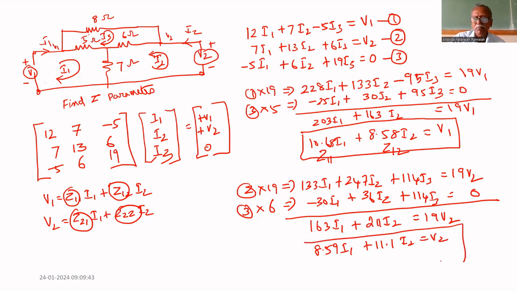So we got Z21 and Z22 directly. So it is nothing but solving by the loop current method. That's all. You will get Z parameters automatically. So, the first unit sum.